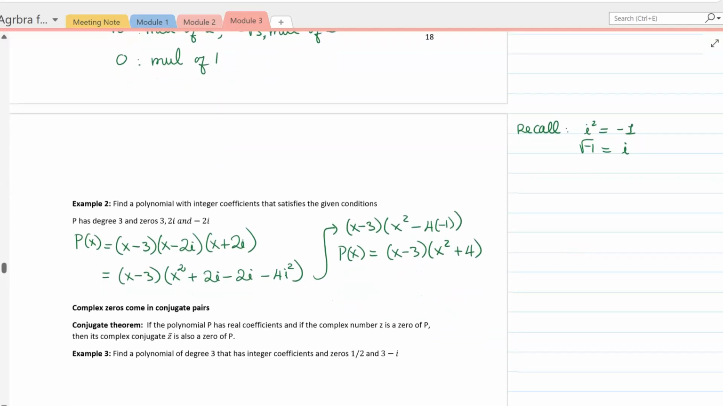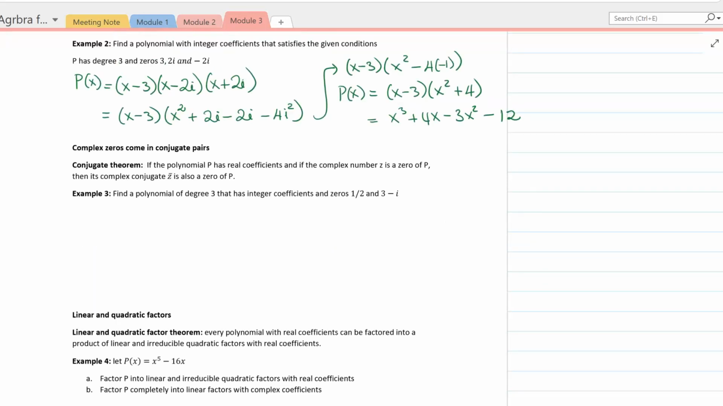And multiply this out a little more. So x to the 3rd plus 4x minus 3x squared minus 12 is the polynomial that satisfies the given condition. If the polynomial has real coefficients and a complex number z is a 0 of p, then its complex conjugate z bar is also a 0 of p.